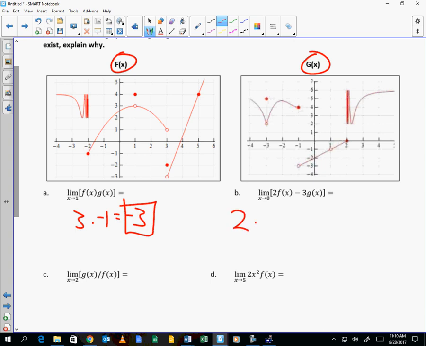How about as x goes to 0 for f of x? Approximate. Sure, 2.6. Minus 3 times. How about g of x? Negative 2. So we get 2 times 2.6 is 5.2. Plus 6 is 11.2.